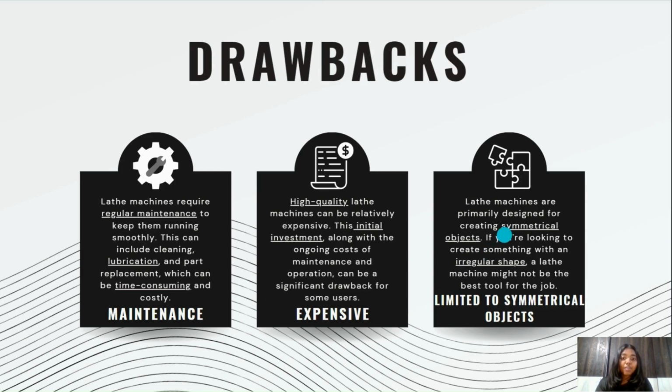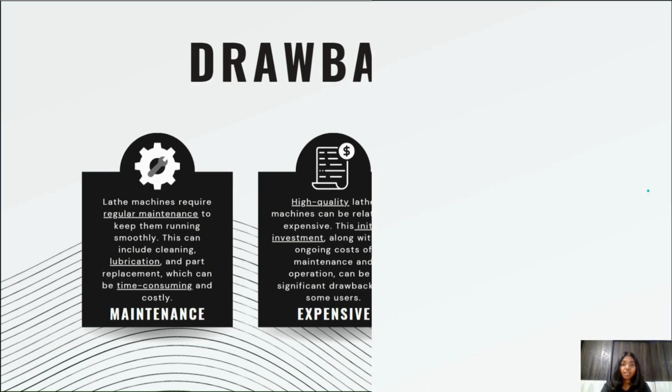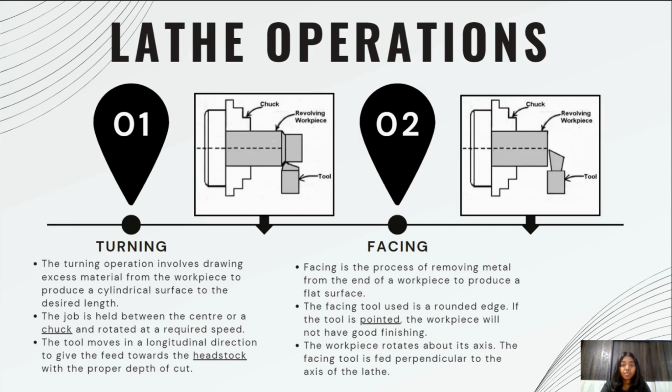Lathe machines are primarily designed for creating symmetrical objects. If you're looking to create something with an irregular shape, a lathe machine might not be the best tool for the job. Thus, lathe machines are limited to symmetrical objects. Now let's discuss the various operations performed by lathe machine.